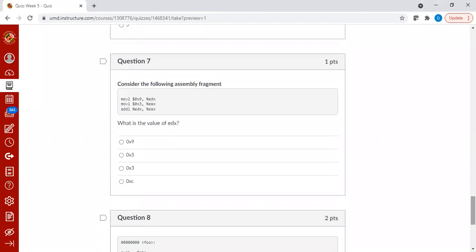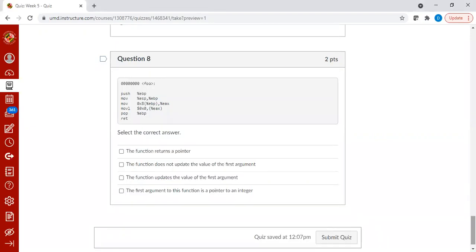Consider the following assembly statement. What is the value of EDX? So you can look at here very quickly and see whether EDX is changing anywhere. EDX is changing only here. That means 9 must be the answer. Okay. So this is the answer.